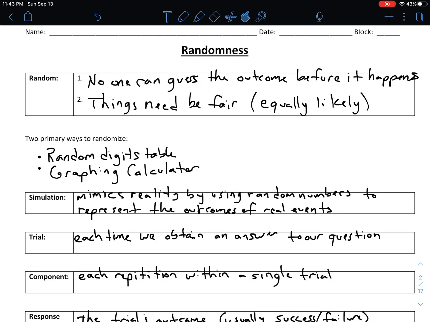Now, there are two primary ways that we will talk about randomizing. The first is with a random digits table, which is basically a large table of random numbers that you can use to randomly generate numbers for different simulations you might want to do. The second is with the graphing calculator. If you have a graphing calculator, one of its features is a random integer calculator, which I will share with you in a later lesson as well.